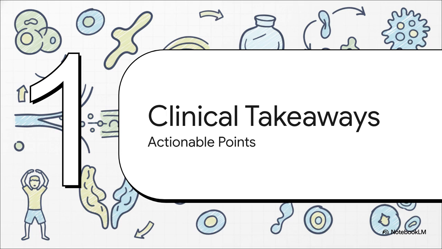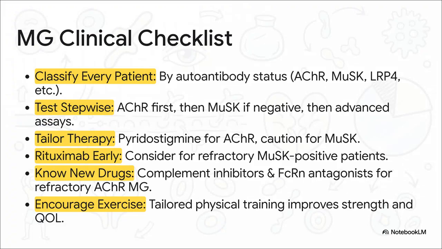All right, let's bring this all home. Let's wrap up with a quick clinical checklist of the most important, actionable points from this whole update. Okay, here's your cheat sheet. Number 1, classify every single patient by their antibody status. This guides everything. 2, use that stepwise testing algorithm, AChR first, then MuSK. 3, tailor your initial therapy. Remember, be cautious with pyridostigmine and avoid thymectomy in MuSK-MG.